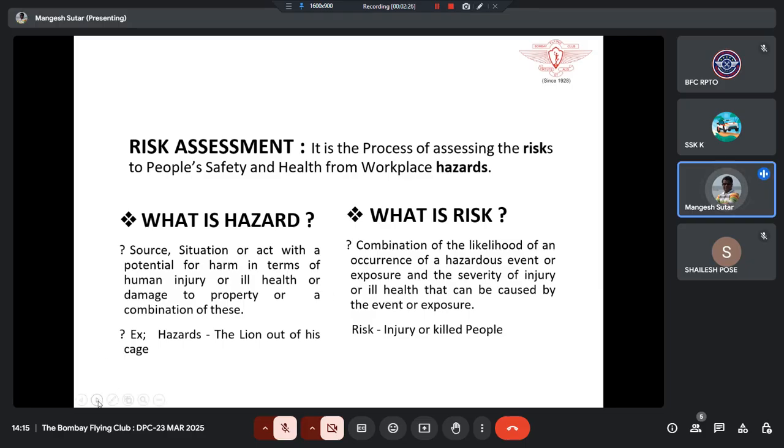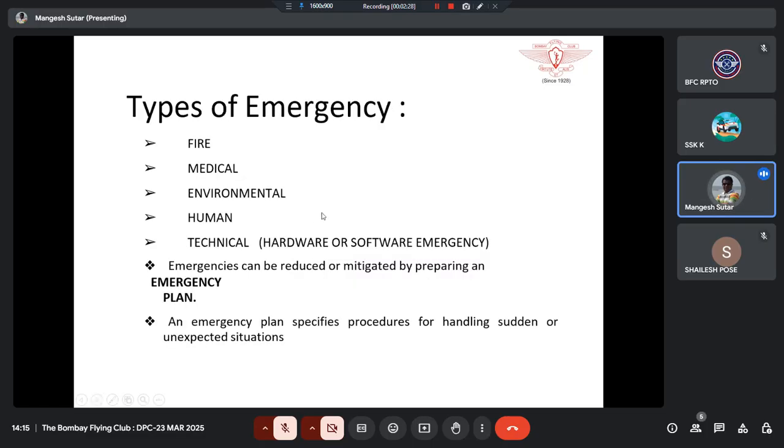Similarly, when you are talking about drones, you could have an emergency. There could be an emergency related to fire, medical, environment, or technical issues also. So we should see, if any kind of emergency could appear, how we can reduce or mitigate it. We should envision this risk and then have an emergency plan. As I said, you could have a fire, a medical emergency, an environmental, human or technical one also. So you should have an emergency plan with respect to this kind of stuff.